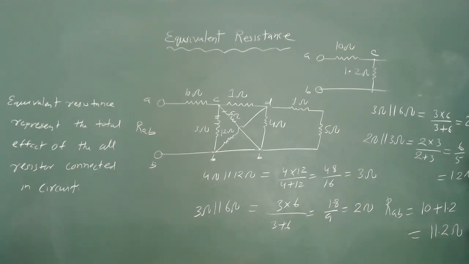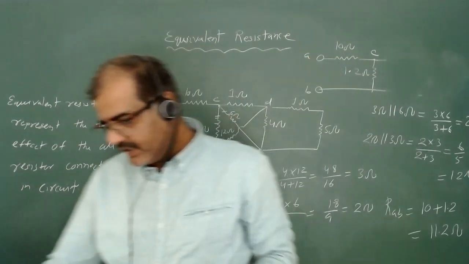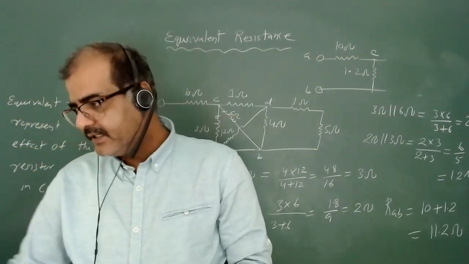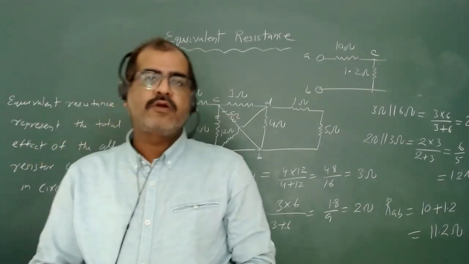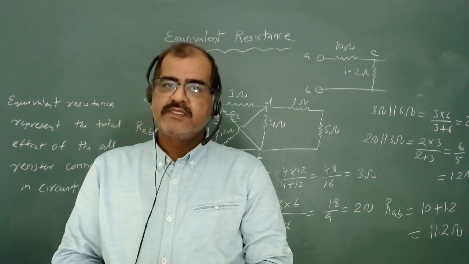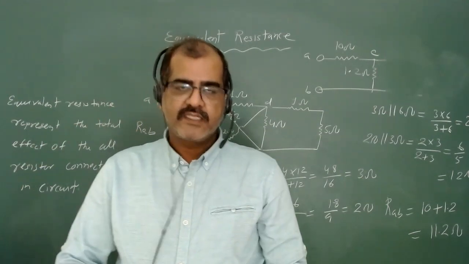So in this way we can simplify the circuit. By using series combination and parallel combination of resistances, we can simplify the circuit and calculate the equivalent resistance of the circuit.